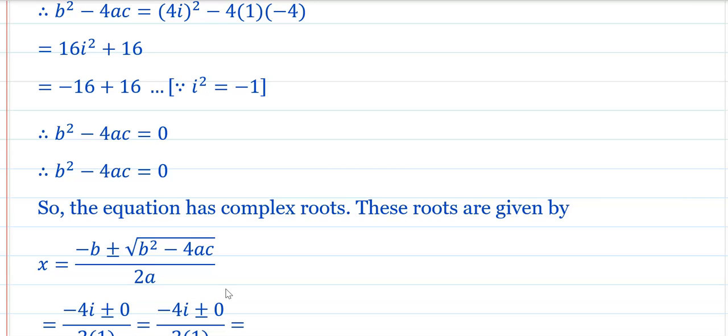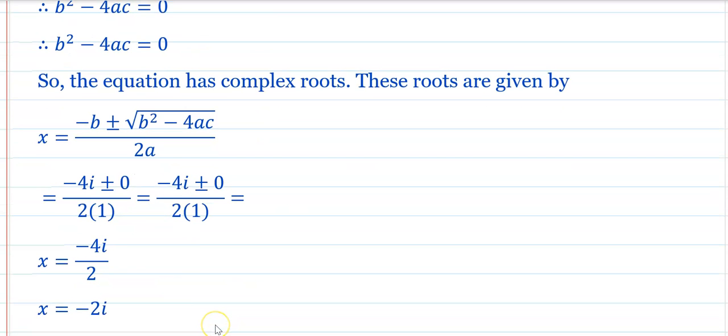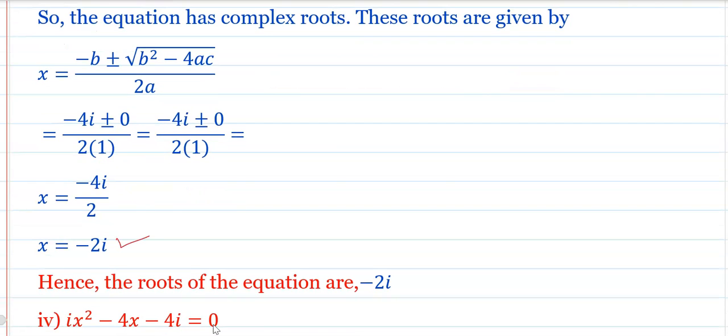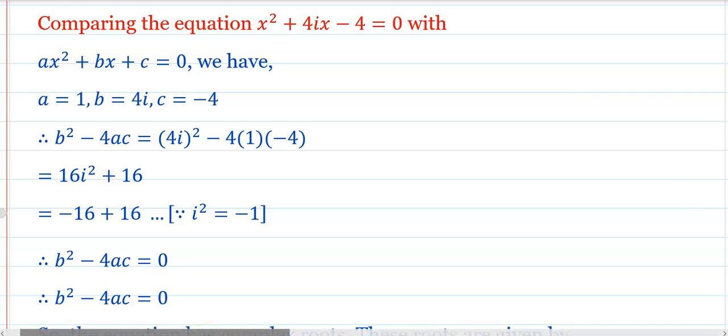These roots are given by x is equal to minus b plus or minus root of b square minus 4ac upon 2a. What is b? b is 4i. Therefore, it is minus 4i plus or minus 0 upon 2 into 1. Minus 4i upon 2 into 1, that is 2. Therefore, x is equal to minus 4i upon 2, x is equal to minus 2i. And hence the root of the equation is minus 2i. You can look at it once again. These are all easy questions.